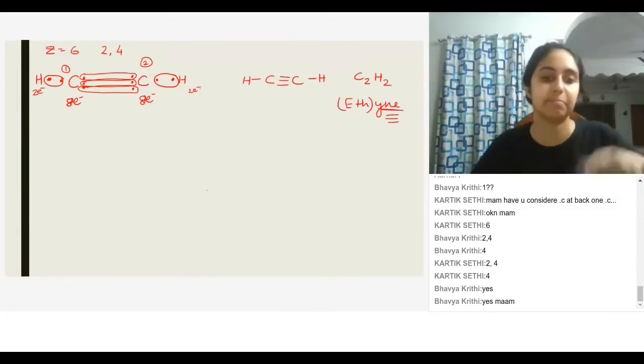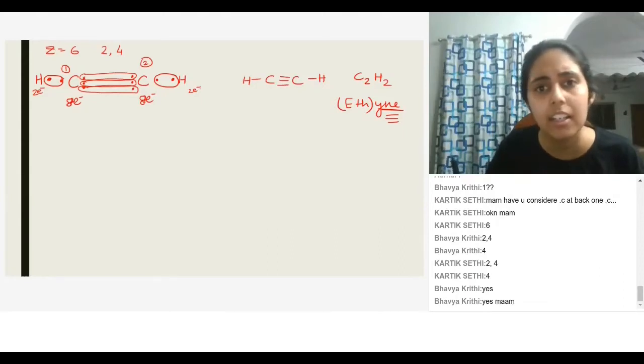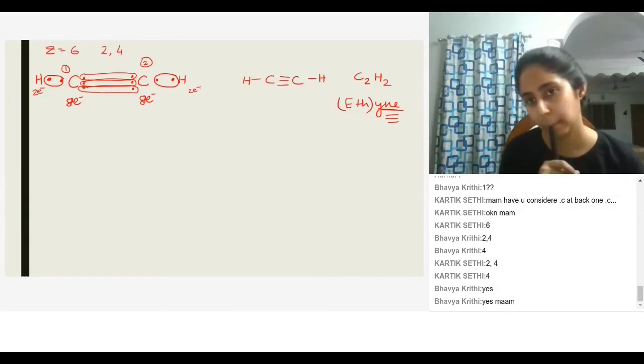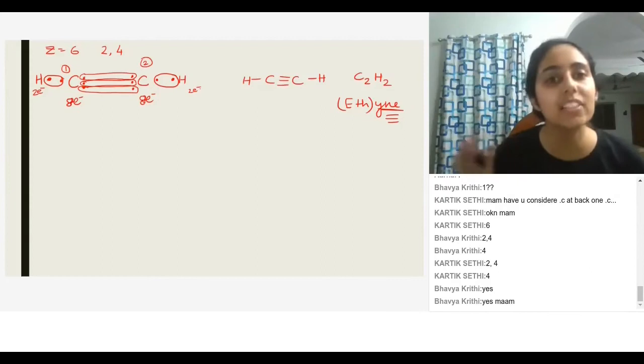Ma'am, why is it minus, like C2 minus H2? Why isn't it, ma'am, you wrote H minus C equals C minus H. No, that is not equal to, and that is not minus. That is just showing that there is a bond.